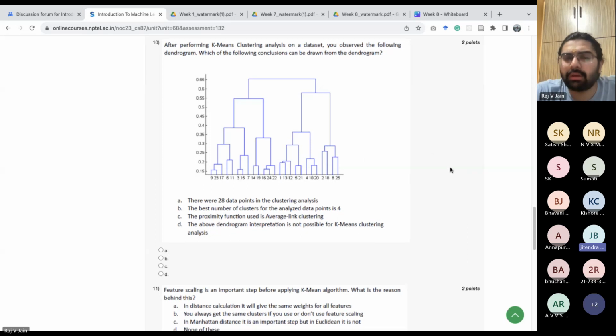It should not cut any branches; where we get the maximum vertical height, that we choose as the best number of clusters. That is the way, I think, as per what I found in an online blog when I studied what a dendrogram is. So that is the method they mentioned: the maximum vertical height we get, there we cut.